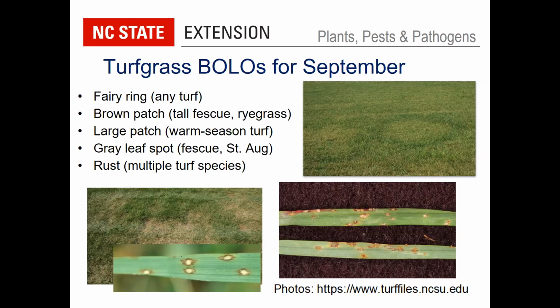Brown patch on your tall fescue or ryegrass, large patch on your warm season turfs, both of those caused by Rhizoctonias, gray leaf spot on fescue and St. Augustine's grass, and rusts on multiple turf species.